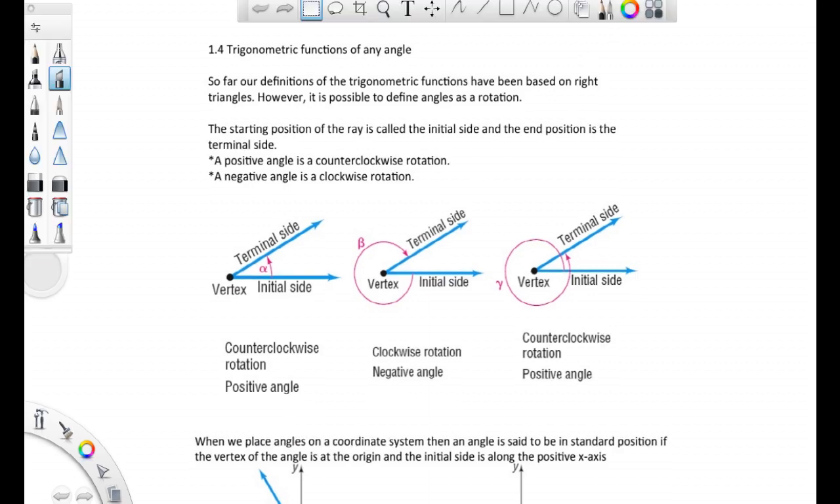1.4 Trigonometric functions of any angle. So far we've limited our definitions of the trigonometric functions and everything that we can do with that to triangles, and that really does limit us.